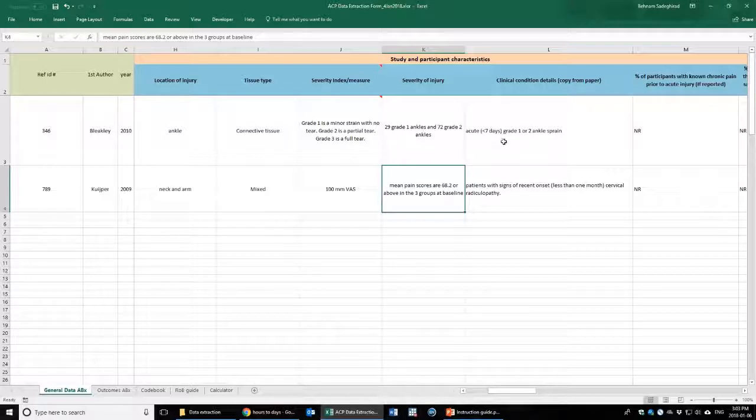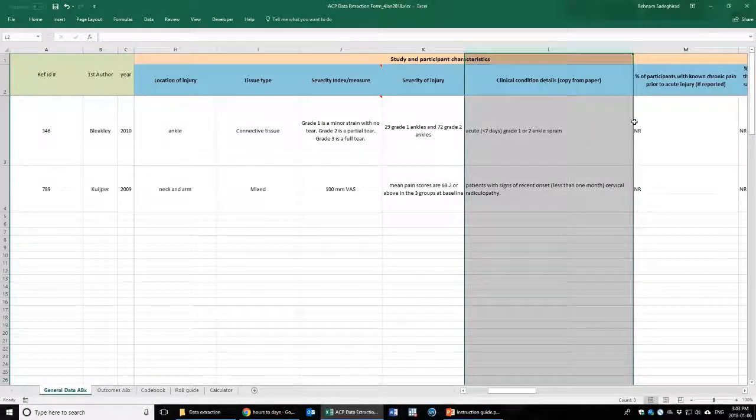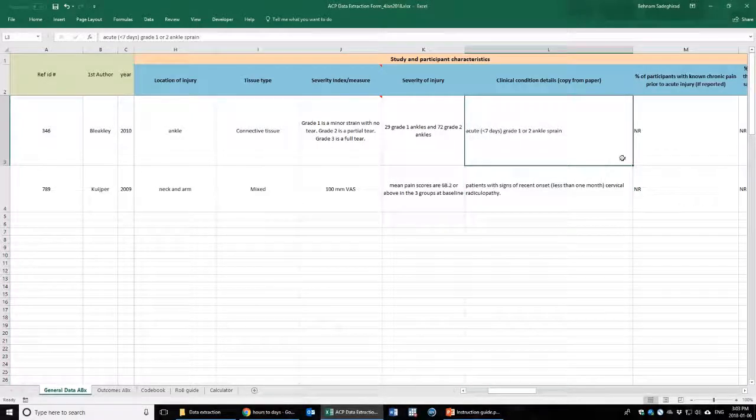Lastly, please copy and paste the details about the clinical condition from the inclusion and exclusion criteria presented in the paper. Only that which is related to the condition is necessary. We don't need to know that patients had to be above a certain age, but we do need to know that they had to have these kinds of presenting symptoms.